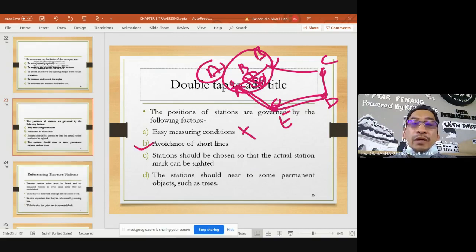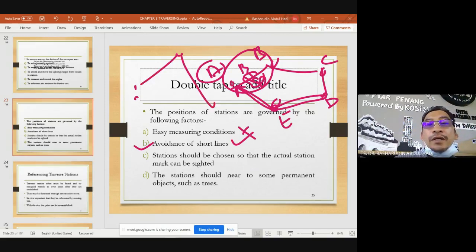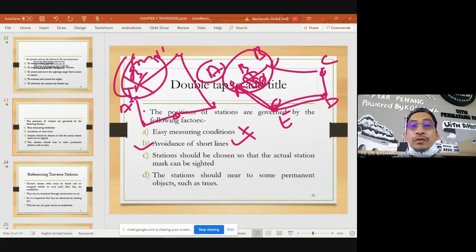Number two is avoid a short line. For example, like this: you have station A, station B, C, D, E, F. A and B is very small. This one, A and B, is very small. So avoid this situation, a short traverse line.